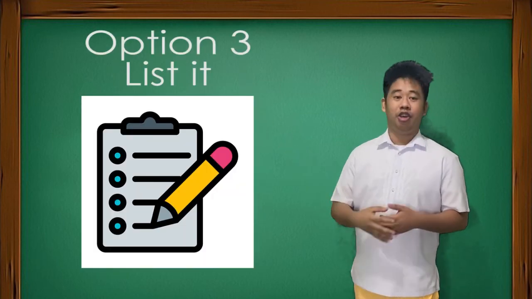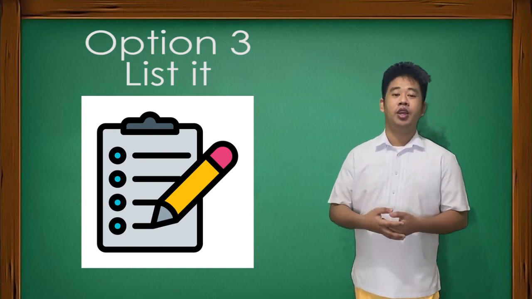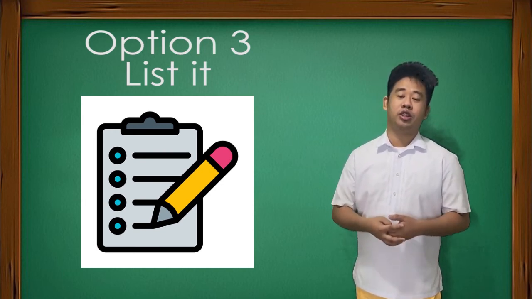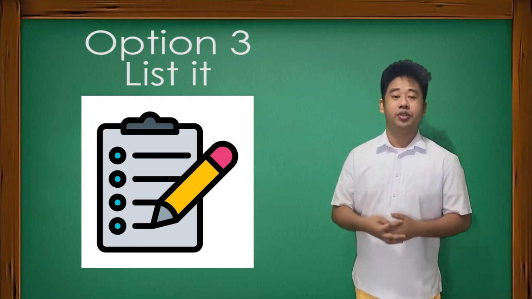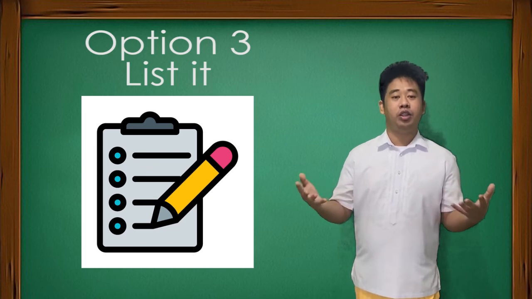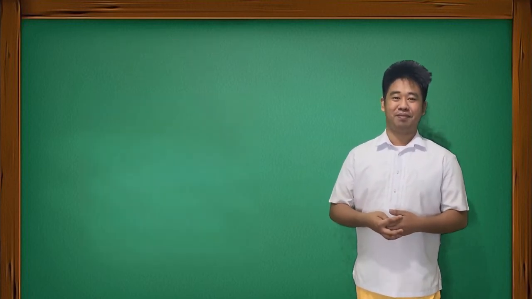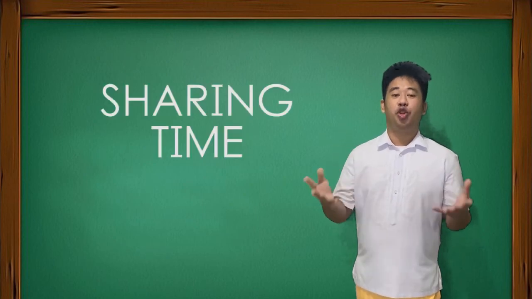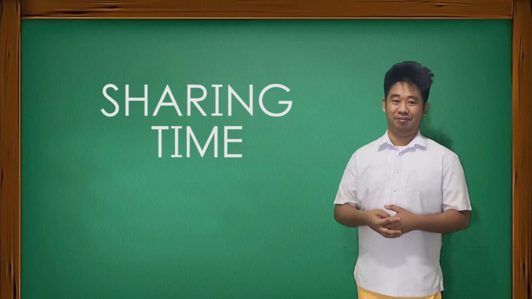Option number 3, if you don't have any gadgets as well as internet access at home, you will just list down all the possible hazards and cite ways on how to minimize the exposure to those kinds of hazards. I will give you an activity sheet after our discussion. Reminder, there will be a presentation of output tomorrow in our sharing time.